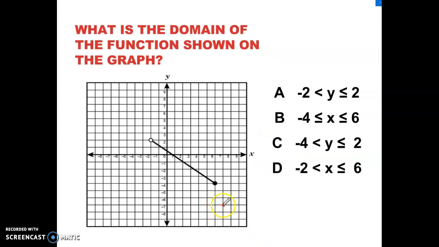Okay, let's try it again. This time we're looking for the domain. So take a moment, find the domain. Okay, once again, domain. We're looking at the x values. So sorry, C and A, you're not part of my answer.